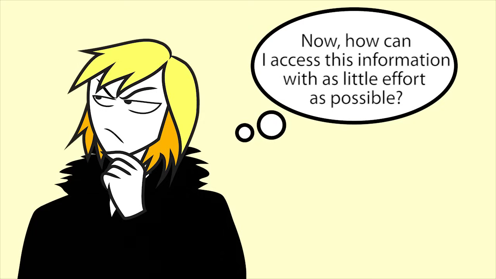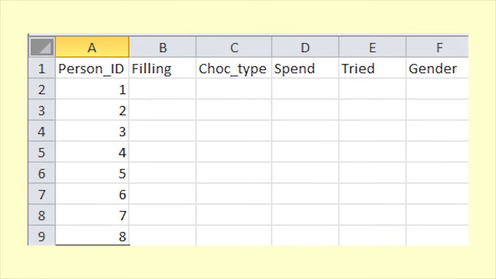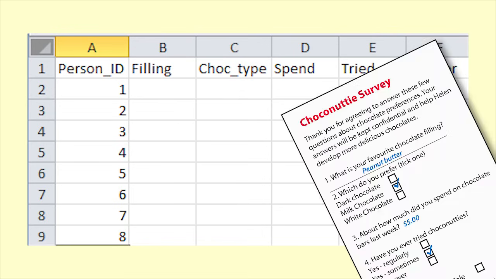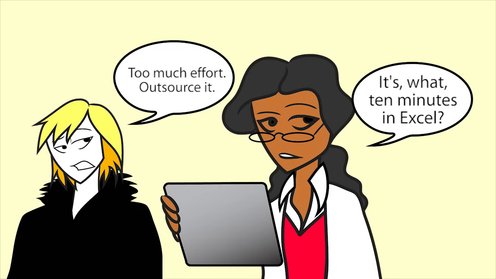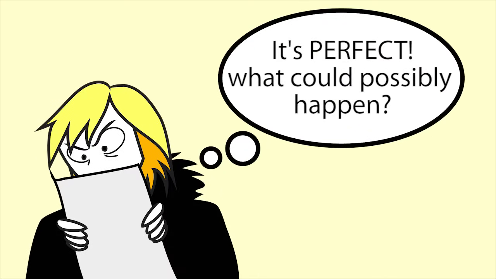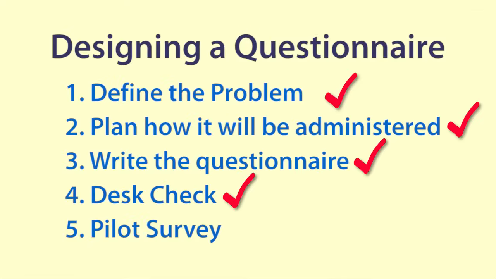Consider how you would record the responses. Generally, you make a table or spreadsheet with a row for each person and a column for each question. Check to see that your questionnaire is easy to code like this. Because Helen is using an online survey provider, much of this will be done for us. Now use what you've found out from your desk check to correct your questionnaire, ready for Step 5, Pilot Survey.